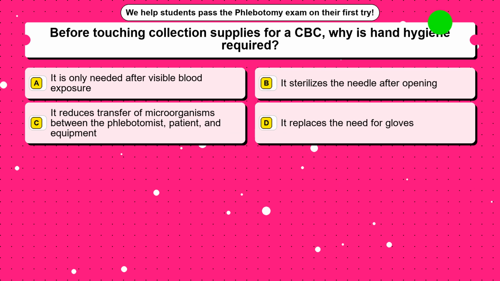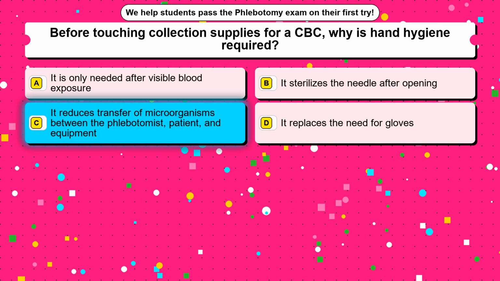Question 6. Before touching collection supplies for a CBC, why is hand hygiene required? Option A. It is only needed after visible blood exposure. Option B. It sterilizes the needle after opening. Option C. It reduces transfer of microorganisms between the phlebotomist, patient, and equipment. Option D. It replaces the need for gloves.